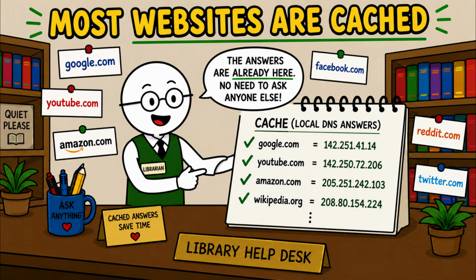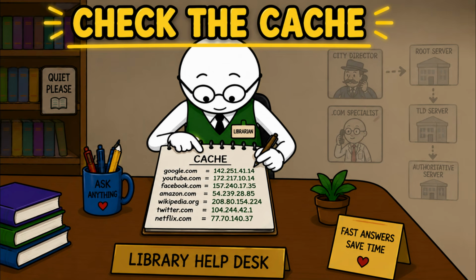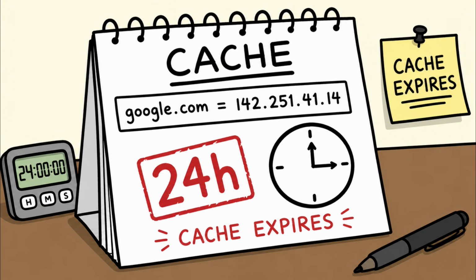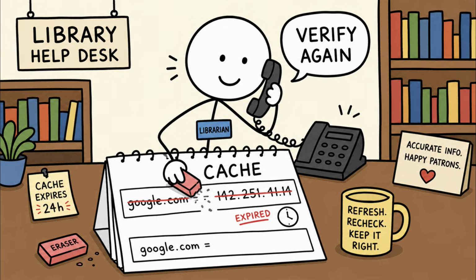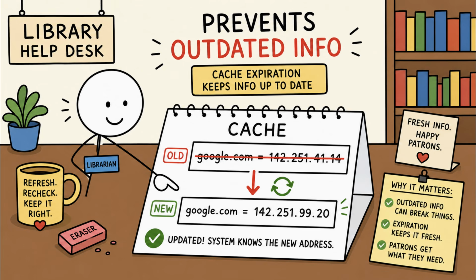Most websites you visit, the librarian already knows the answer. She doesn't have to ask the city director. She just checks her notepad. But the notepad expires. After 24 hours, the librarian erases it and writes, okay, I need to call and verify this again. This prevents outdated information. If a website moves to a new address, the librarian eventually finds out.